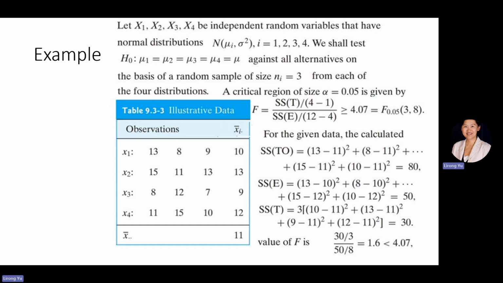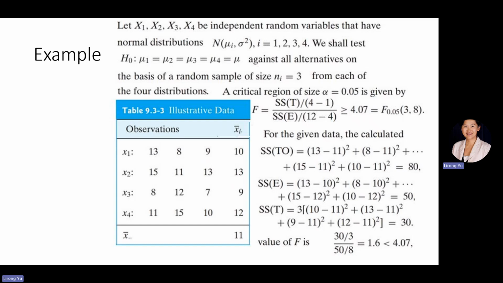So the numerator is SST divided by m minus 1, and the denominator is SSE divided by n minus m. That's how you get 1.6, which is pretty small compared to the critical F value. The F curve has degrees of freedom 3 and 8, and alpha is 0.05. You look at the F distribution, you get 4.07.